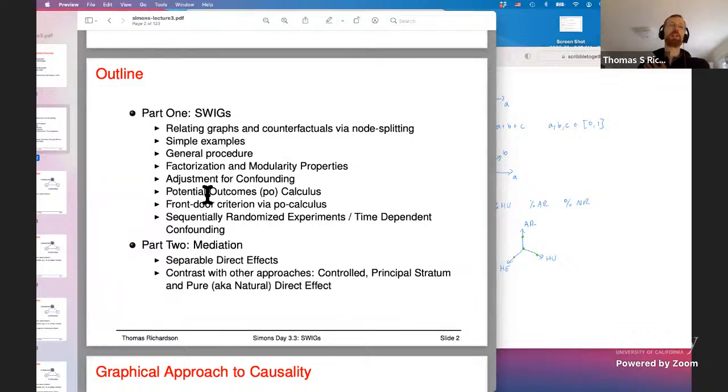what Spencer presented on Tuesday, I'll then show how using potential outcomes, we can simplify the do calculus and also reformulate it. I'll then give an illustration deriving the front door criterion, which was also talked about on Tuesday, via the potential outcome calculus, PO-calculus as we call it, and I'll talk about sequentially randomized experiments.